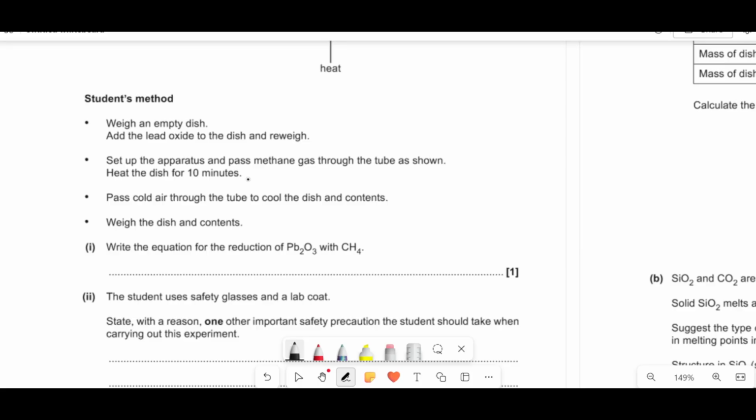Fine. Bizarre experiment, can't lie. What are you doing with lead in a school, but whatever. Write the equations for the reduction of PbO2 with CH4. Right. So write down what you know first and we can talk about everything else.